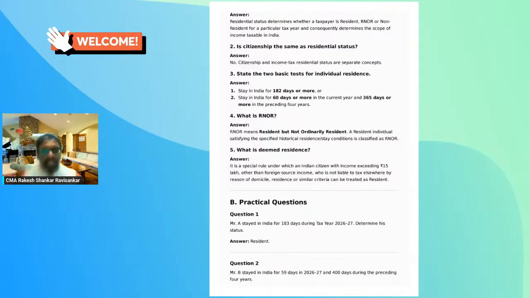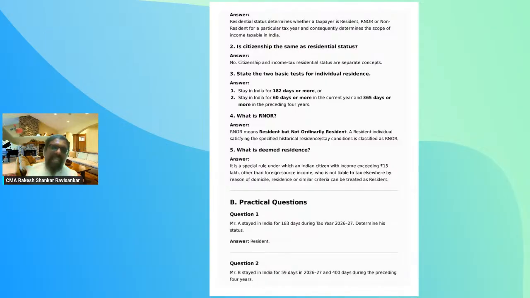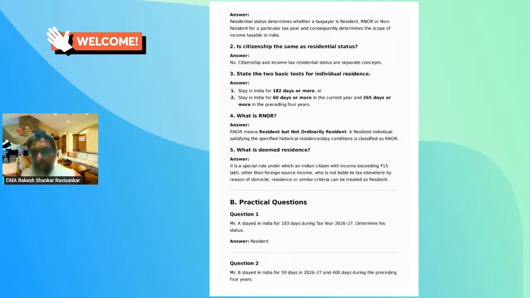Now, what do you mean by deemed residentship or deemed resident? It is a special rule where, if Indian citizens or persons of Indian origin have Indian income of 15 lakhs, and their foreign income is not taxable anywhere by way of domicile, residence or similar criteria, then they can be treated as a deemed resident here.